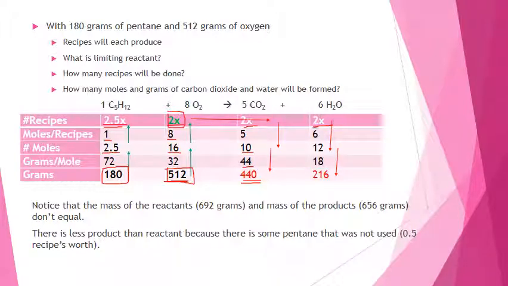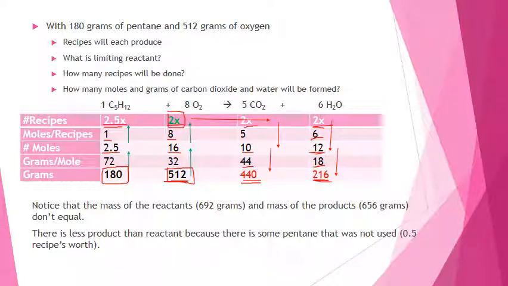For water, each time you do the recipe, you need 6. You do that 2 times, so it's going to be 12 moles. Each mole is 18. So you do 18 12 times for 216. Okay, and there you go.